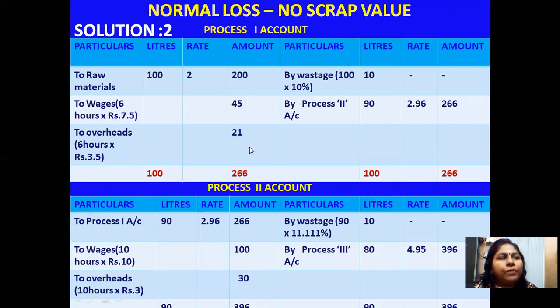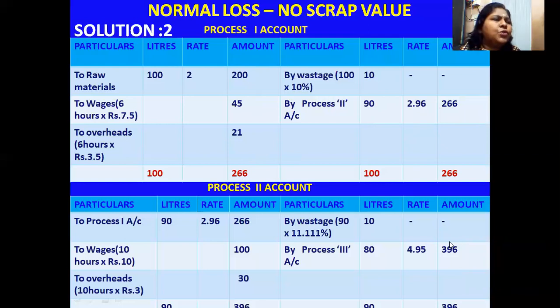Okay. And what is the total of the debit side? 266. Since we don't have any amounts credited, the same amount we debited will become the cost of the output of this process, 266. Then how I got this rate 2.96 means 266 divided by 90 is the cost of this output, or rate per unit. Okay.